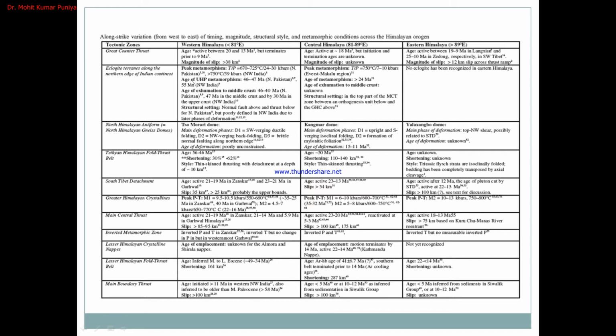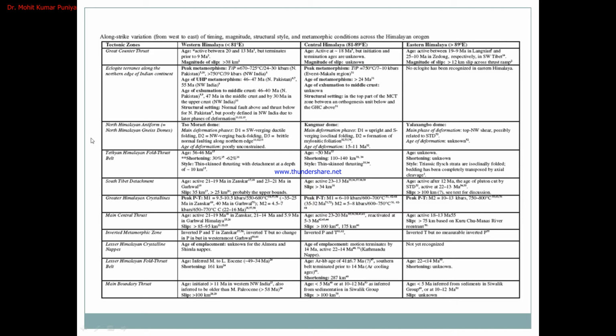Then if we go for the temperature, we can see the eclogite terrain peak metamorphism found in the Western Himalaya, which reaches up to 720 plus or minus 25 degrees centigrade. It's slightly higher in the Central Himalaya, and no eclogite phase has been recognized in the Eastern Himalaya. So it's a very important question: where is the eclogite terrain missing in the Himalaya? So the answer is the Eastern Himalaya, we can say. Then the Great Counter Thrust.